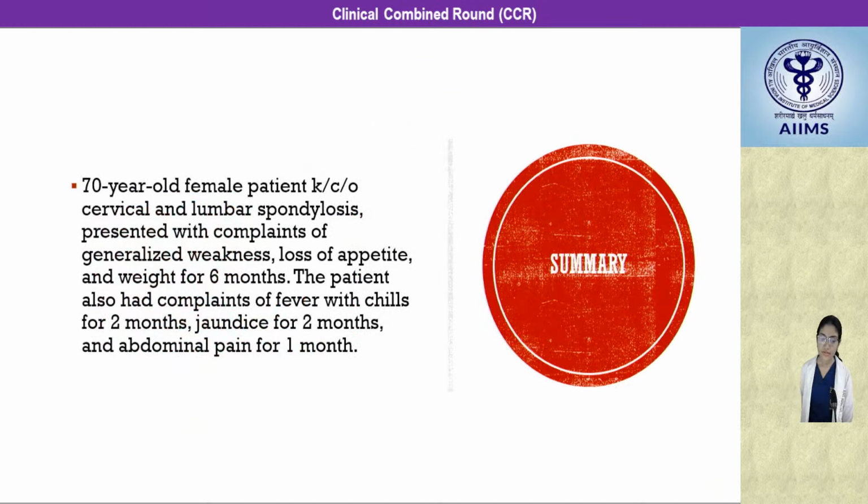Summarizing my history, she is a 70-year-old female patient, a known case of cervical and lumbar spondylosis, who presented with complaints of generalized weakness, loss of appetite and weight over the last 6 months. She also had a history of fever with chills for the last 2 months, jaundice for the last 2 months, and abdominal pain for the last 1 month.